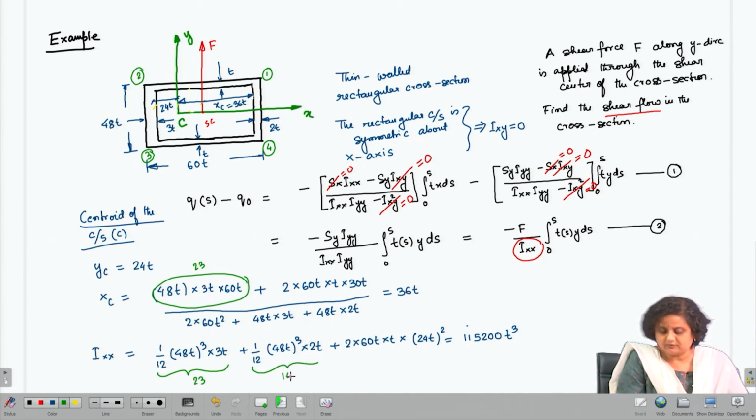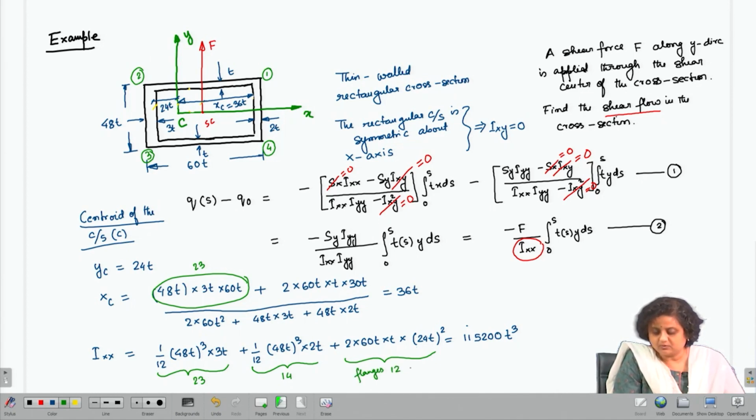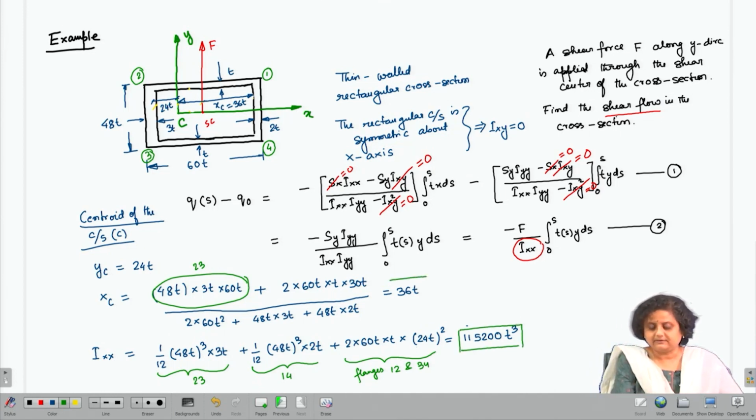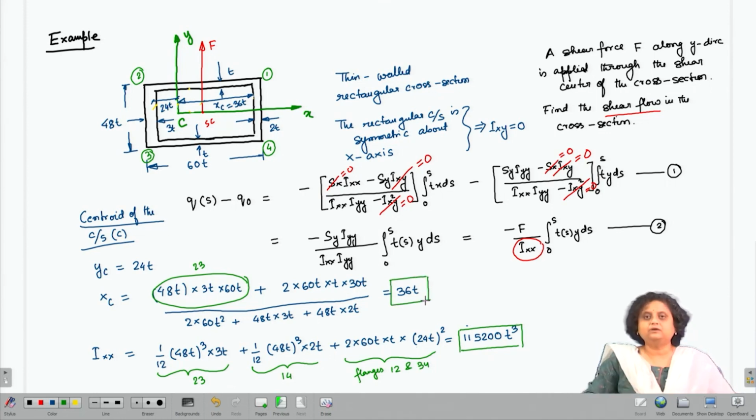This is for flange 2 3, this is for web 2 3, this is for web 1 4, and this is for flanges 1 2 and 3 4. So, 1 2 and 3 4 is going to contribute in this form, and the other two are going to be contributing for this, and this is the final I x x for the cross section. And x t is given as 3060. So, this is a lengthy problem, we will carry on with this problem further in the next lecture and will be solving the problem. Thank you.